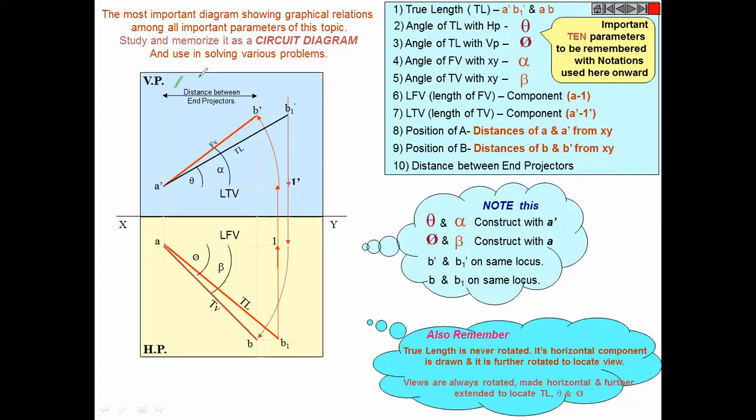This is the distance between end projectors. These both are views. This is also a view. This point and this point are the same. So if you are asked to find the distance between the end projectors, you already have it in your solution. You just need to measure this with a scale and write it down. That's it.